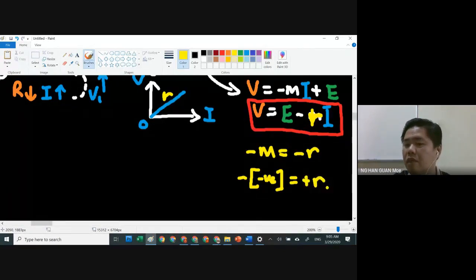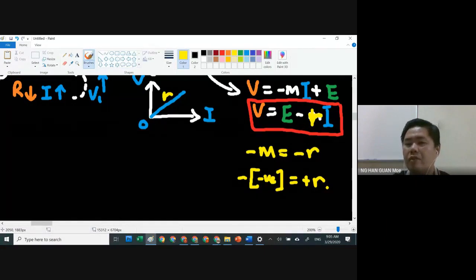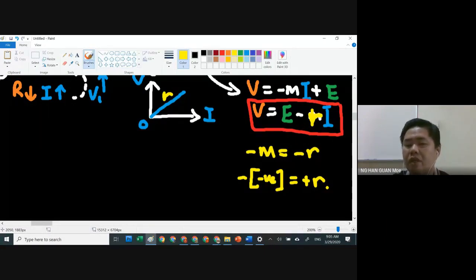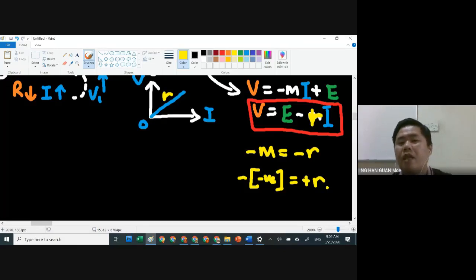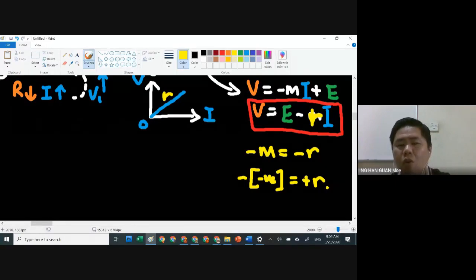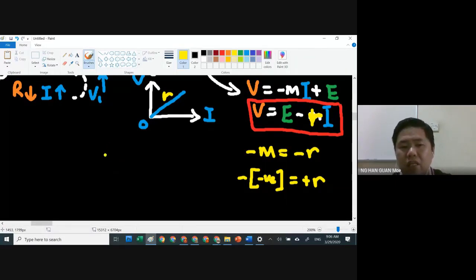Right? So remember, when we come to the calculation part, when doing the gradient, some of the students will show the internal resistance as a negative value, but a negative value of the internal resistance is wrong because in the equation we already know that it's a negative gradient. So when we do the calculation, the gradient magnitude itself represents the internal resistance, not the negative sign. Alright, okay.